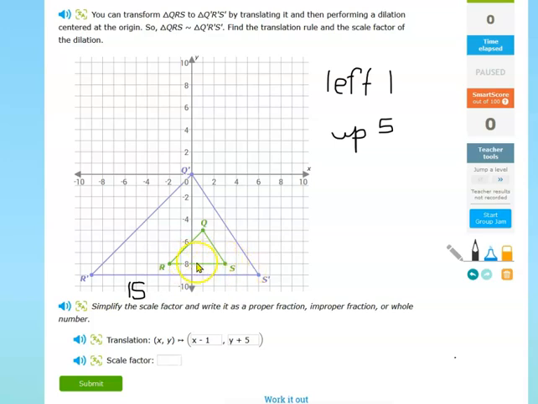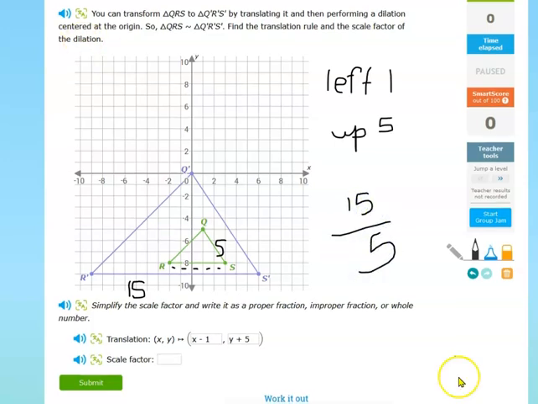And then I'm going to do R to S. For R to S, I can actually just count these out. I think this is pretty easy to count. So 1, 2, 3, 4, and 5. Okay, my prime length is the 15, so prime over not prime. Okay, and so our scale factor is going to be 15 over 5. We want to simplify that though.